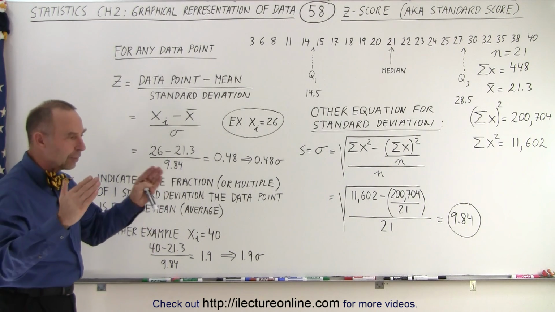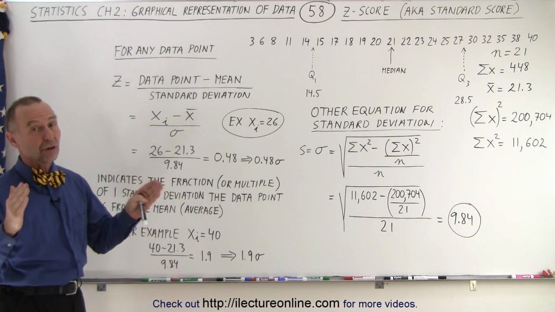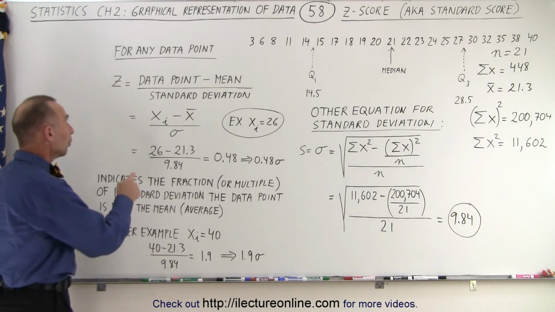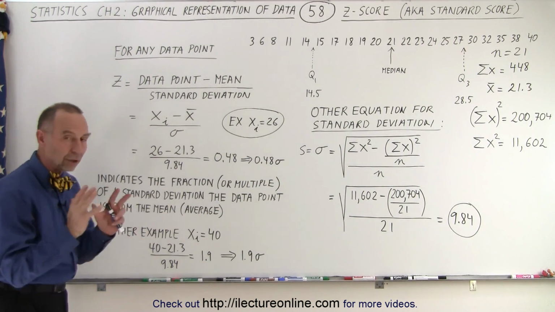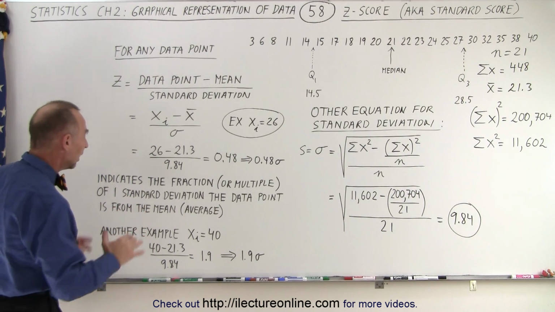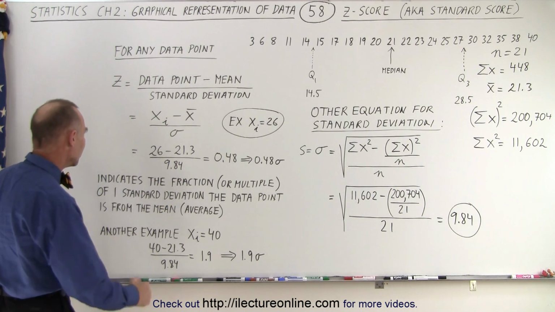For example, we know that about 68% of all the data points fall between plus or minus 1 sigma, which means that 26 falls well within that plus or minus limit. So it's kind of close to the mean and within the plus or minus 1 standard deviation.